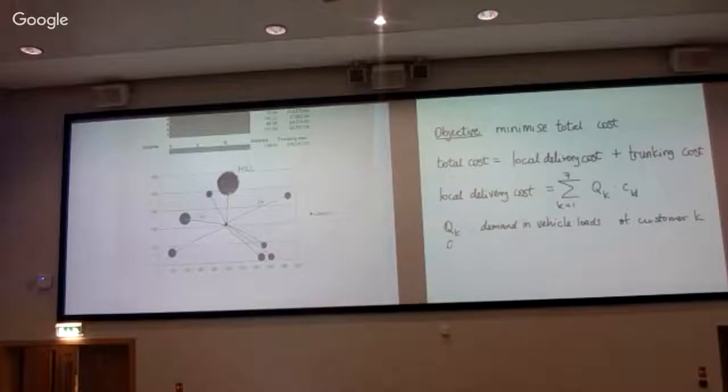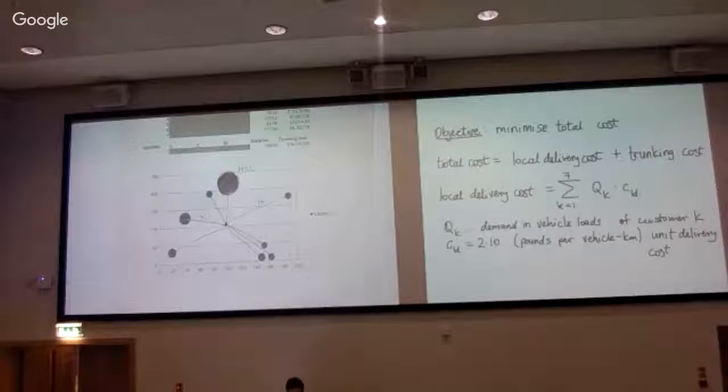So CLD equals £2.10, which is the unit delivery cost. And then we have to multiply it by the distance we travel.